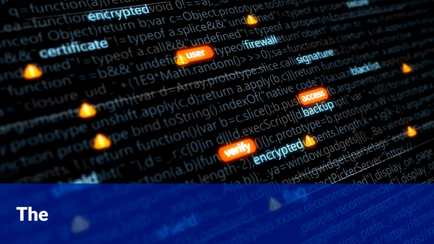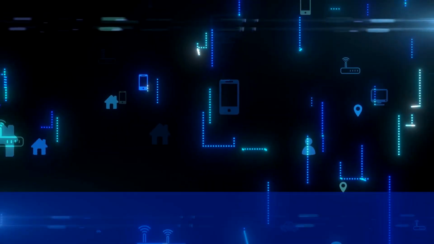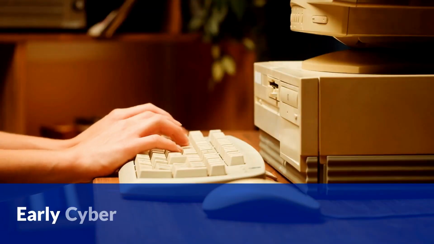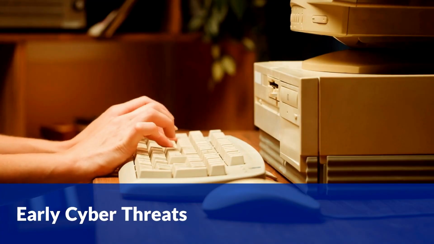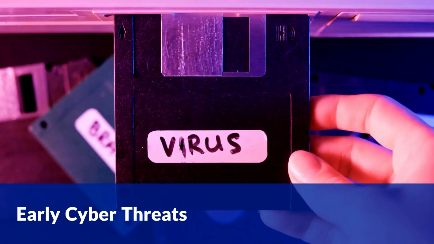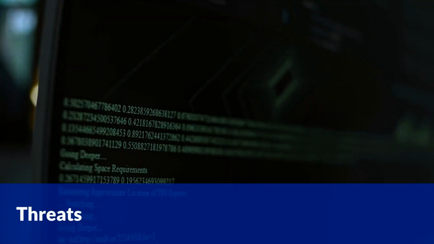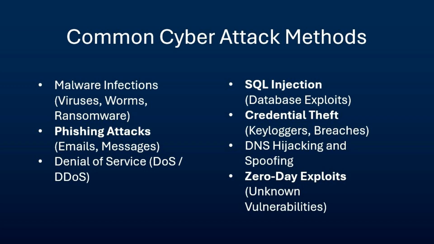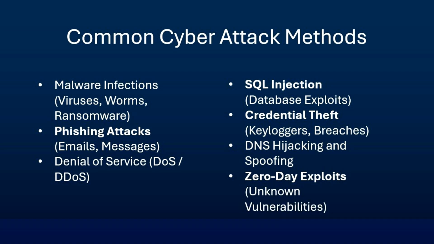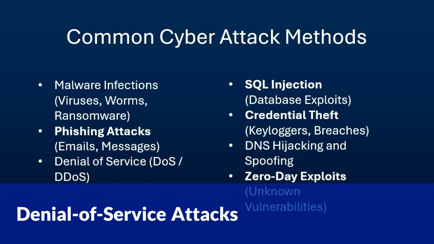The evolution of cyber threats. The threat landscape has evolved dramatically over time. In the early days of computing, cyber threats were largely experimental, hobbyists creating viruses that spread from floppy disk to floppy disk. As networks expanded, threats evolved. Phishing attacks trick users into revealing credentials. Denial-of-service attacks overwhelm online services, making them unavailable.